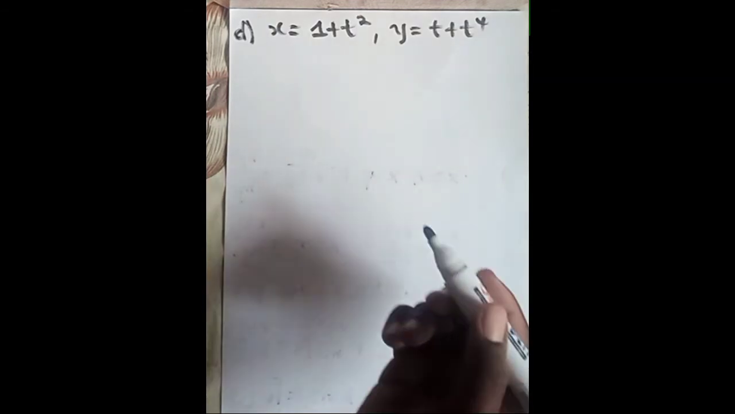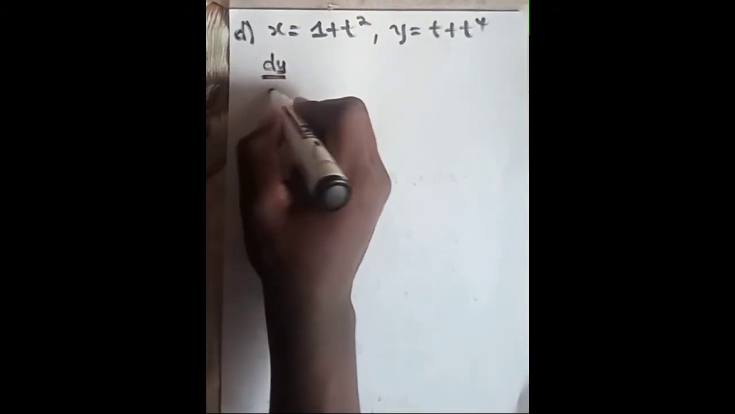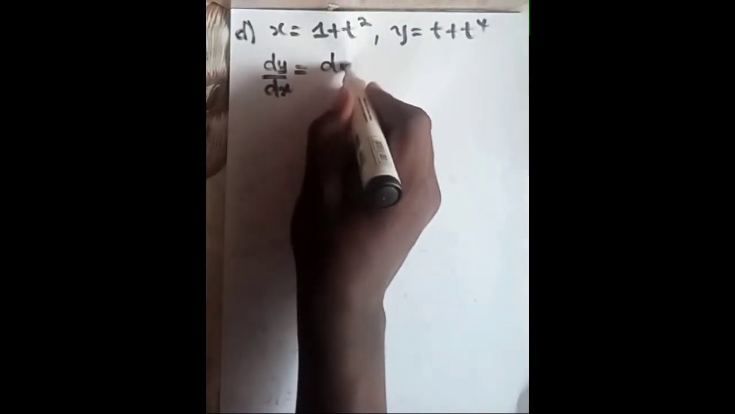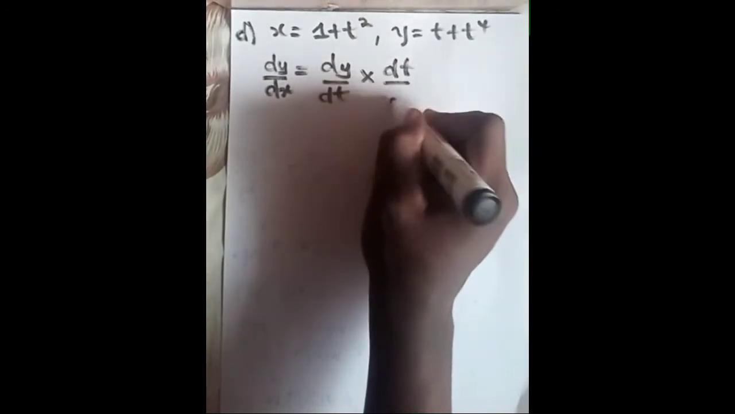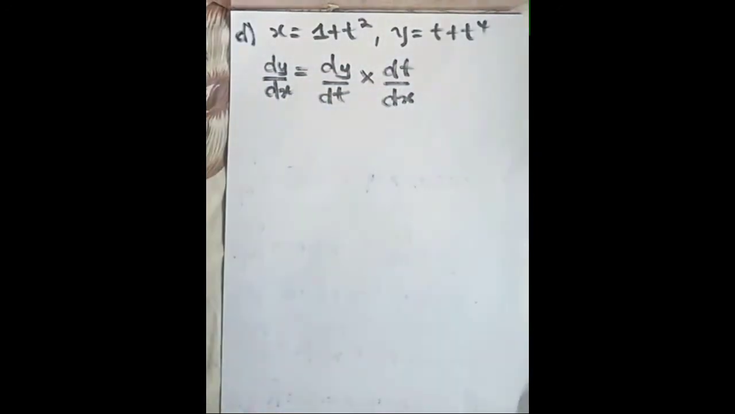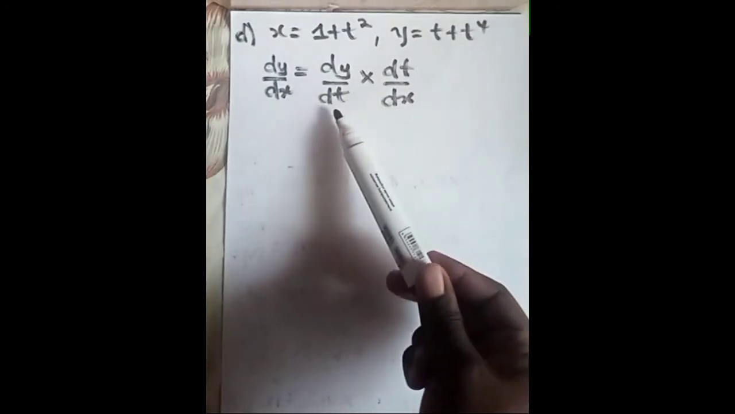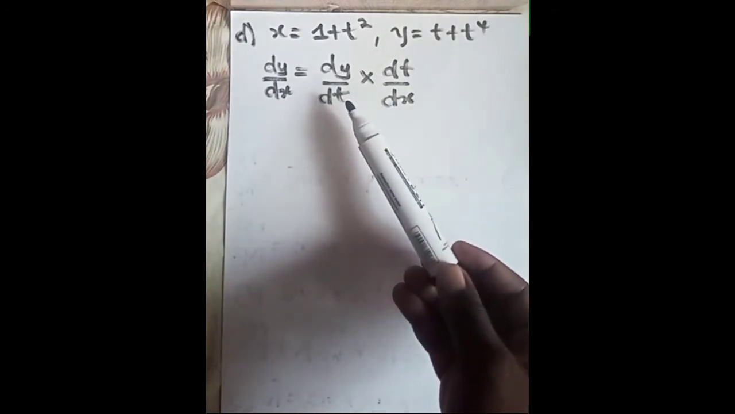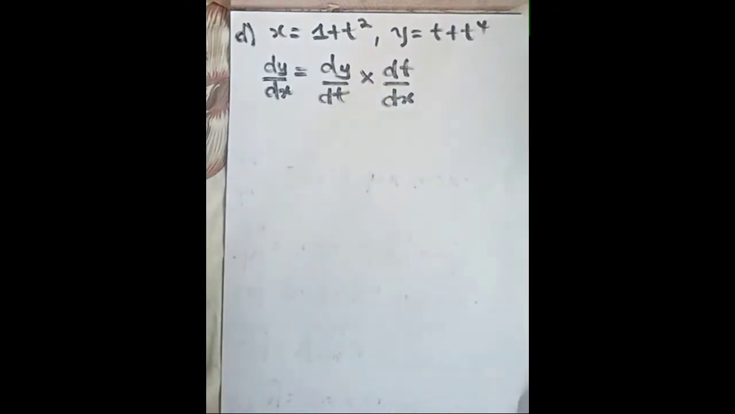So the formula here simply tells us that dy on dx is equal to dy on dt multiplying dt on dx. That is it. So we're supposed to have dy on dt and dt on dx. Now we're going to differentiate each of them to have that.